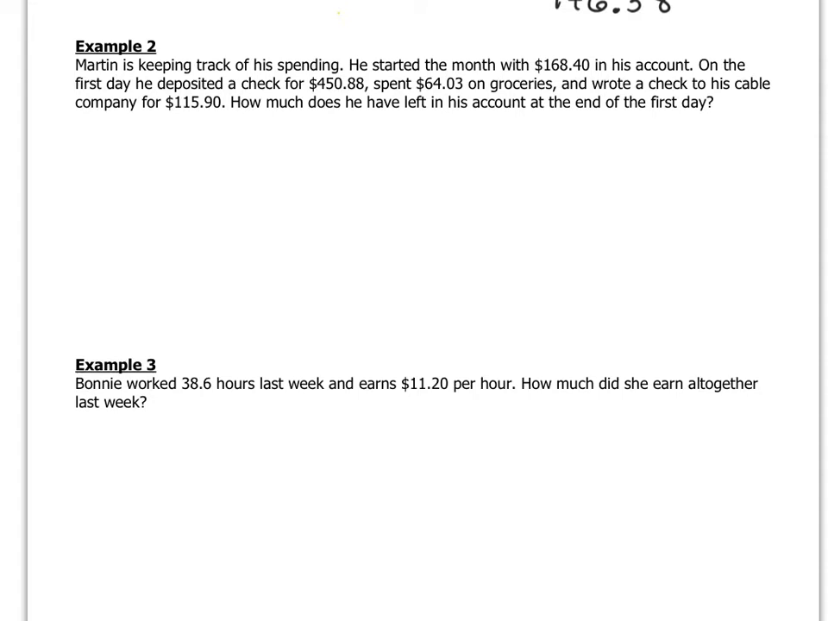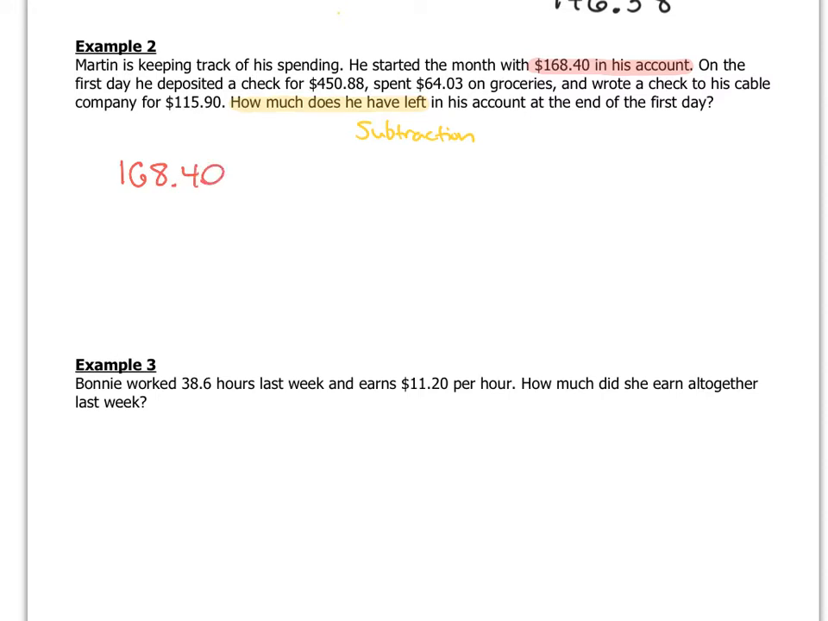So for this problem, we're asked to find how much he has left. Usually when you see that phrase in a problem, you know there's going to be some sort of subtraction in the problem. There also might be some addition, which we'll see for this problem, but there's usually going to involve subtraction somewhere in the problem. So let's start back at the very beginning and read that second sentence where it said he started the month with $168.40. So that's our starting amount for this problem, 168.40.